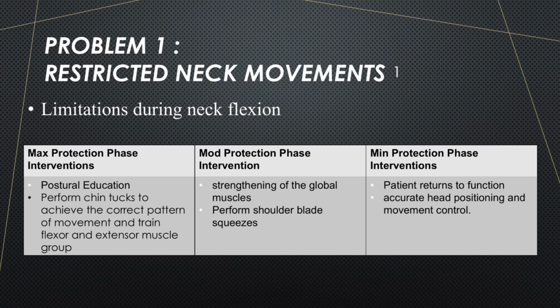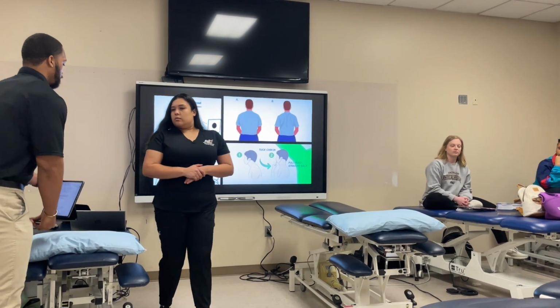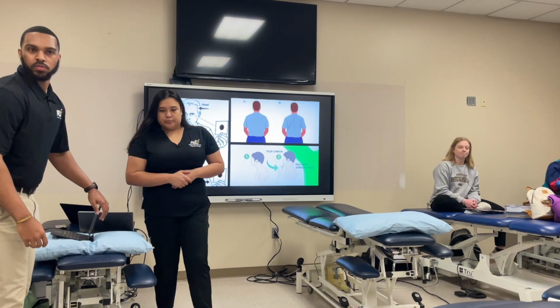For our mid protection phase, we have the strengthening of the global muscles. The global muscles refer to the neck and spine, which are trapezius, sternocleidomastoid, splenius capitis, splenius cervicis, and levator scapulae. For that one, we decided to perform shoulder blade squeezes. And for the last protection phase, where the patient is going to return to function, we decided to do accurate head position and movement control. For that one, we're going to need a chair.